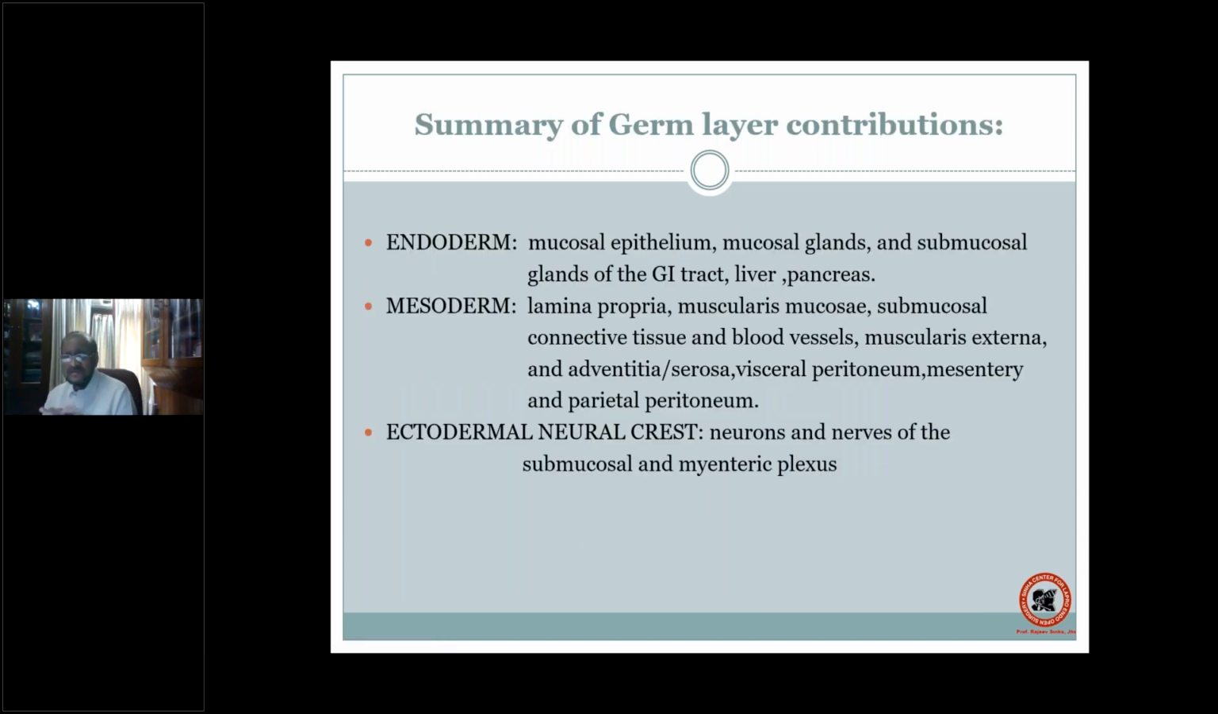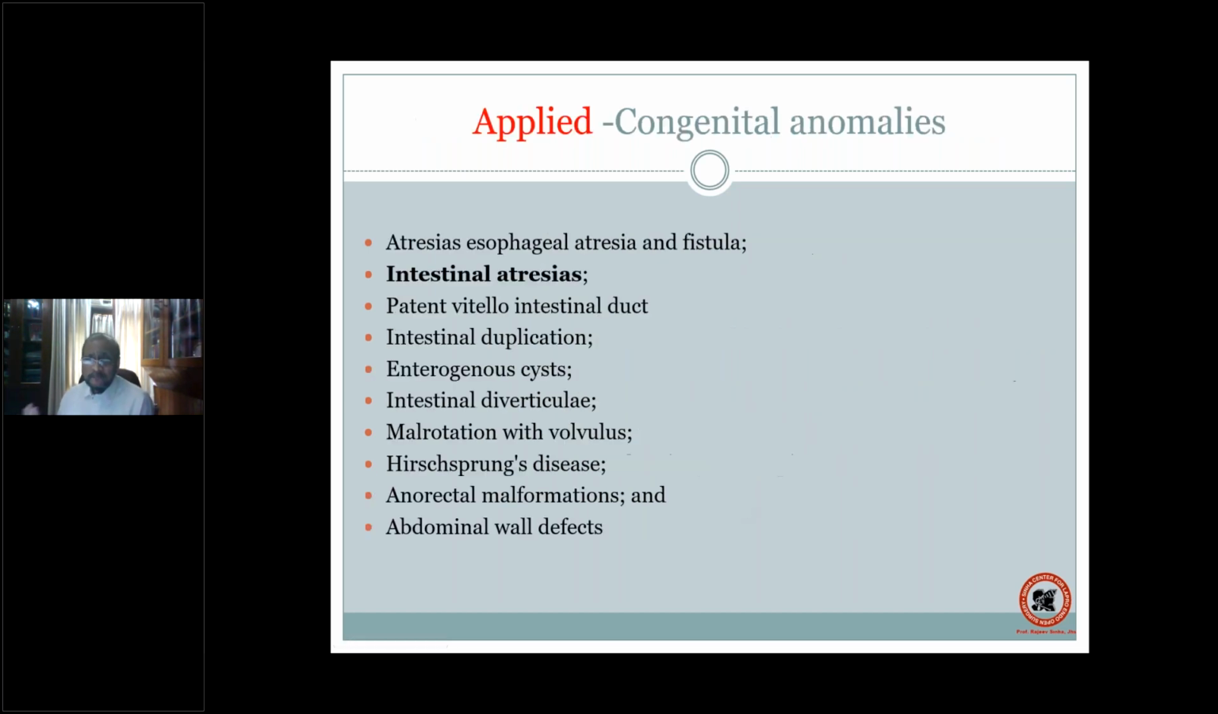So if we look at the summary of the germ layer contributions, the endoderm, we all know, gives rise to the mucosal epithelium, the mucosal glands, the submucosal glands of the GI tract, the liver, and the pancreas. This is all endodermal in origin. Mesodermal: all the layers of the gut wall, right up to the external muscle, the adventitia, the serosa, and then the visceral peritoneum, the mesentery, and the parietal peritoneum. Ectodermal: the neural crest neurons which migrate into the bowel wall.